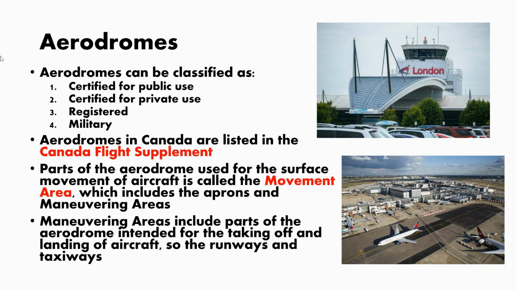Okay, so the part of the aerodrome used for surface movement of aircraft is called the movement area, which includes the aprons and maneuvering areas. And then within that, maneuvering areas include parts of the aerodrome intended for the taking off and landing of aircraft, so runways and taxiways. So the movement area, you can think of that as the tarmac, so where the airplanes actually are. So they move around on those parts, right? The terminal, for example, would not be a movement area because that's where humans go. The movement area refers to the parts where the planes can move around.